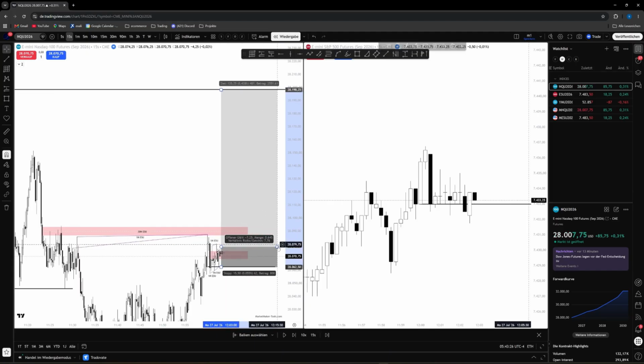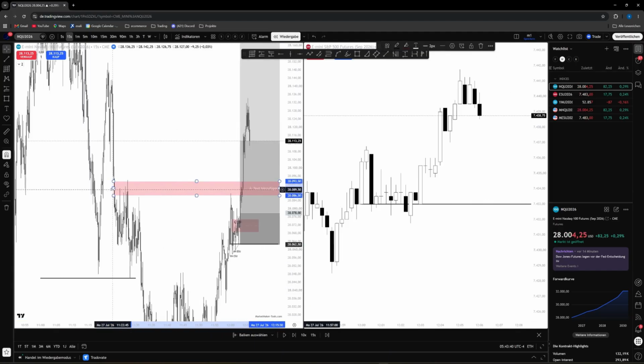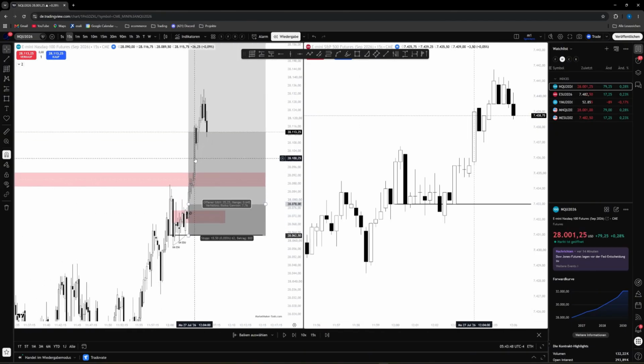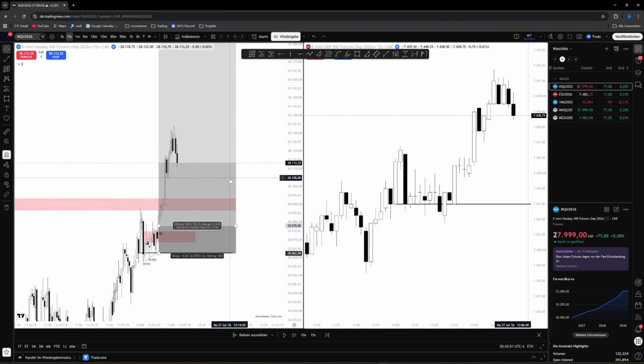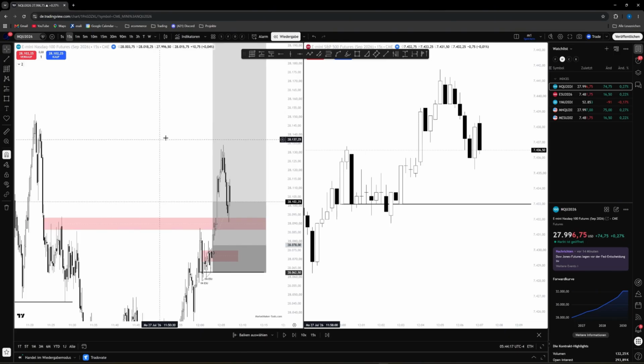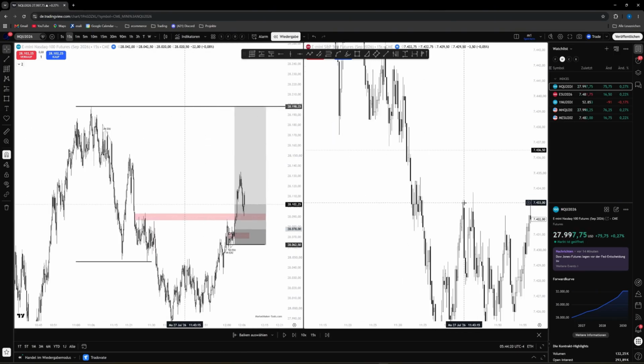You can see we previously marked the PD array that was used, which caused us to be pushed down aggressively. It worked again here as well. Now we've broken through it. Now we'll just see how we react there. You can see we're respecting it. What we still need to mark are the targets.